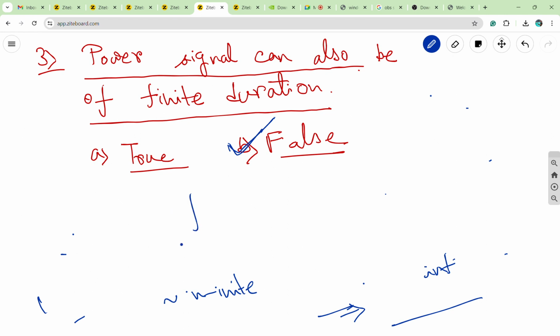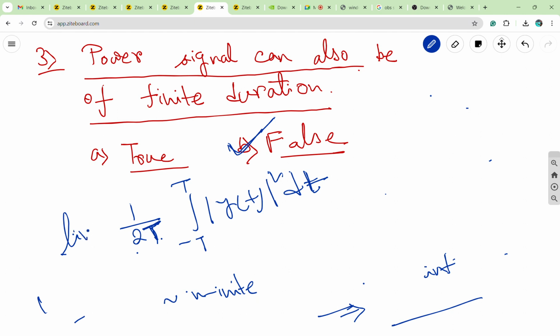So what's the energy actually first? From minus t to t, we just take y(t) square dt. This is the energy. Then we divide energy by time to get the power for each time instance, and then we take the limit t tends to infinite, because the signal can go from 0 to infinite, and it may not converge for a power signal, but still it's a power signal.